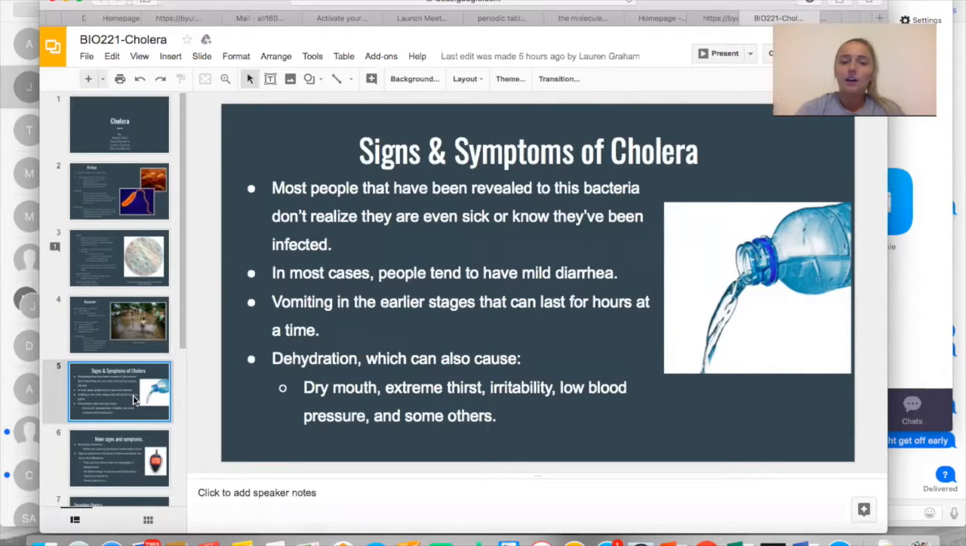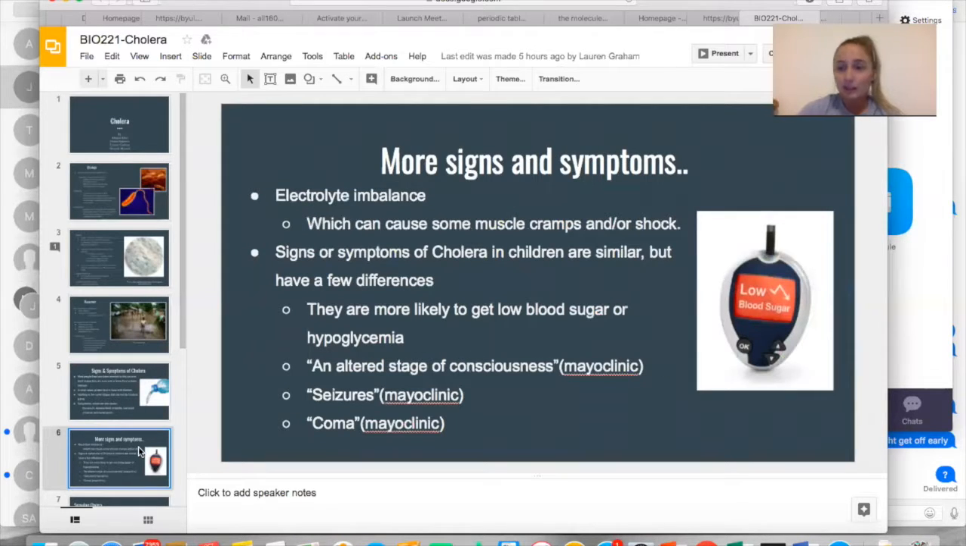Dehydration, which can also cause dry mouth, extreme thirst, irritability, low blood pressure, and some others. Some more signs are electrolyte imbalance, which can cause some muscle cramps and or shock.